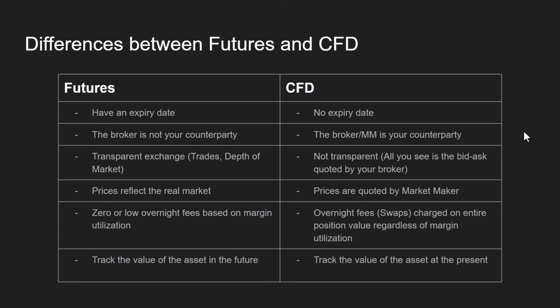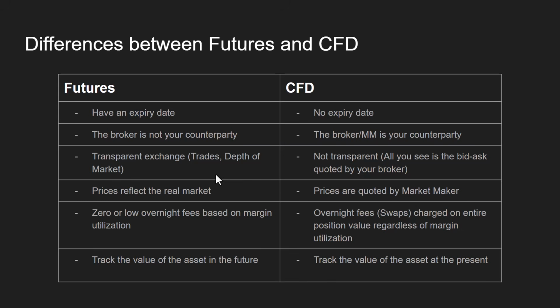So here's a quick table where I'm displaying the differences between futures and CFDs. Futures have something called an expiry date. So if you buy a futures contract, you will have to close that position before the expiry date. CFDs don't have that. If you buy a CFD, you can close it whenever you want. In futures, the broker is not your counterparty, meaning the broker is not trading against you. But in CFDs, it is very common that the broker or the market maker is your counterparty because there is no open exchange in this case.